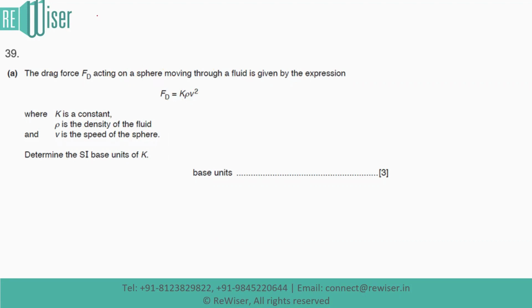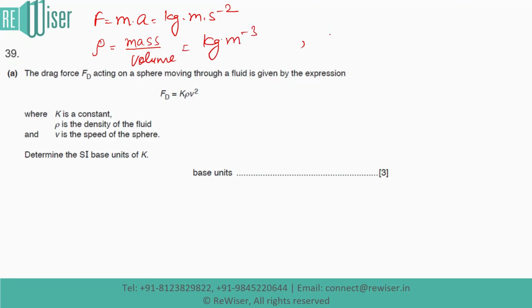So for the force, we know from Newton's law that it is M into A. M is basically kilogram, A is acceleration, so it is meter S minus 2. For rho, it is density, meaning mass per unit volume, so it is in kilogram per meter cube or kilogram M minus 3. Similarly, speed V is equal to distance upon time, meaning meter S minus 1.